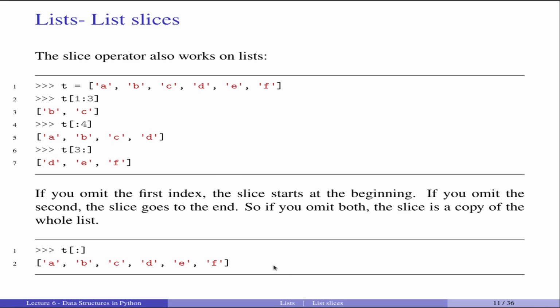Okay, interesting point: if you omit both the start index and the end index, it will give me the whole list, right? So it will give me a, b, c, d, e, f, right?